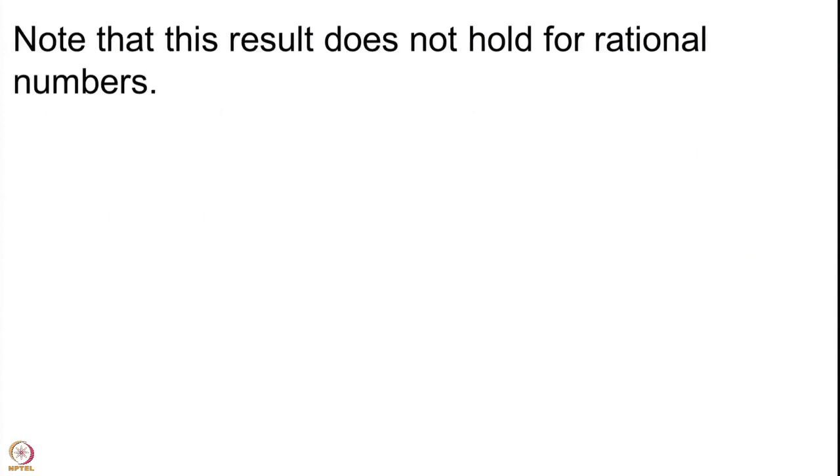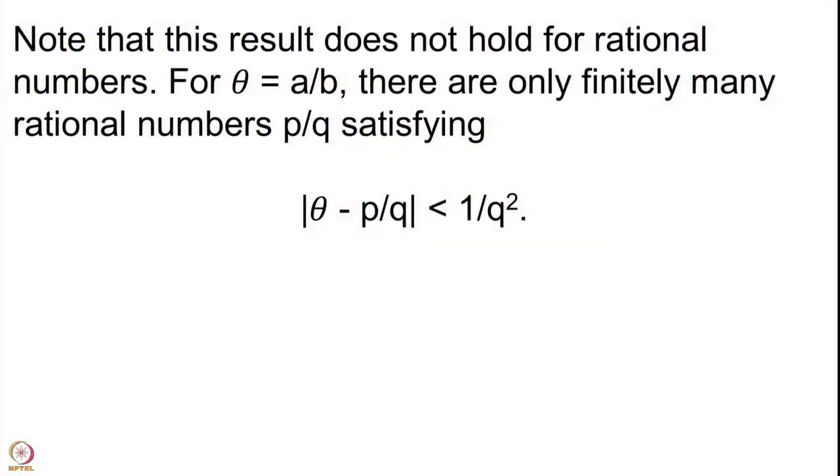So, we note that this result is not true for rational numbers. That means that there are not infinitely many rational numbers giving a good approximation to our fixed rational number. In other words, if we have a rational number theta which is a upon b, then there are only finitely many rational numbers p by q satisfying this particular inequality. Of course, you can get the sequence of these converging to your theta equal to a by b, and ultimately the sequence is going to be constant.